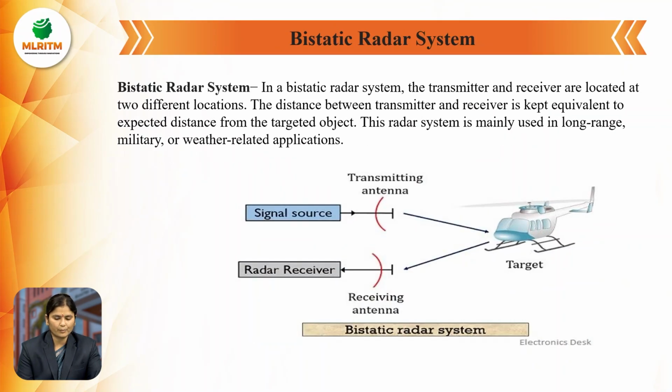The next one is the bistatic radar system. In a bistatic radar system, we use separate antennas for transmission and reception. The distance between the transmitter and receiver is kept equivalent to the expected distance from the targeted object. This radar system is mainly used in long range, military, and weather related applications.